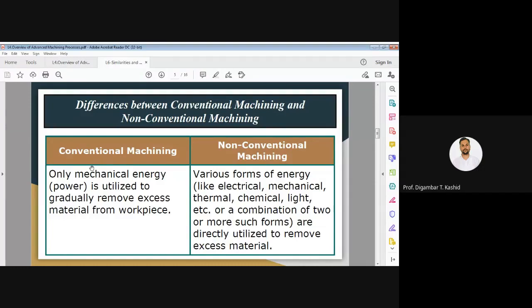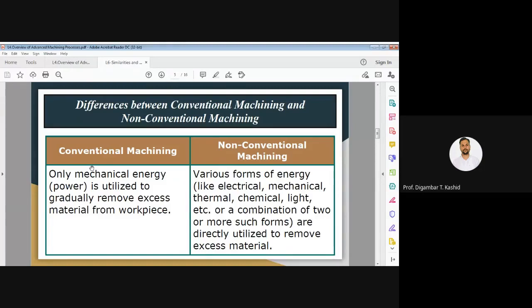We are using the edged cutting tool, and we are giving some force. So due to that shearing, the material will be removed from the workpiece. So it is called conventional machining, where only mechanical energy is utilized to remove the material.